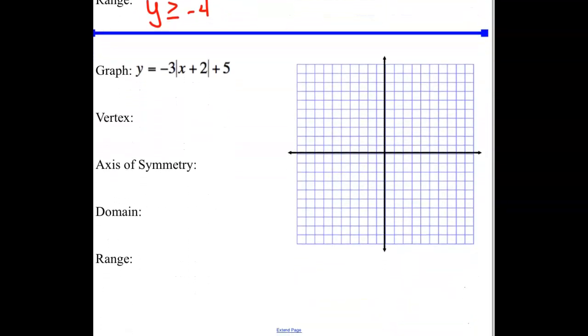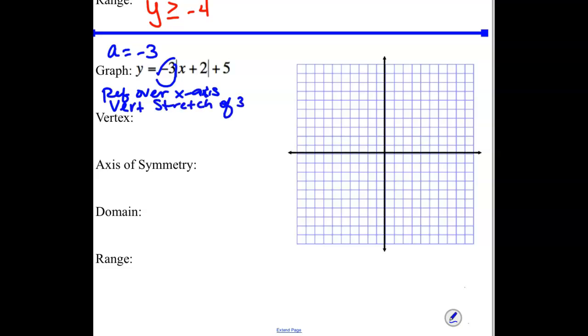All right, looking at our next example, notice that in the front we have a negative 3. If our a value is negative 3, when we think about reflections and transformations, this is a reflection over the x-axis and a vertical stretch of 3. So picture our absolute value graph. If we reflect it over the x-axis, it's now going to be upside down, and it's going to get much narrower because we're doing a stretch of 3. So we're pulling that and making it get skinnier.